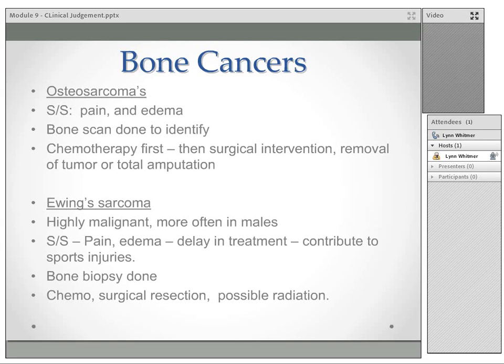It differs from osteosarcoma in the histological review, which we don't need to get into, and it usually attacks the long bone. So again, you're looking more at chemotherapy, surgical resection, and possibly amputation.